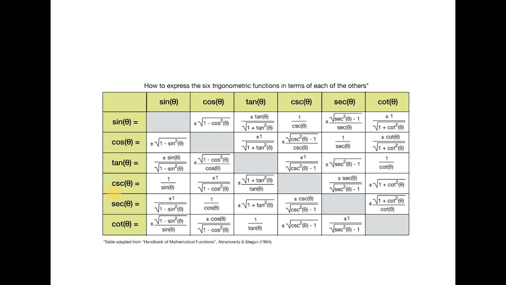Similarly, when you want to derive the value for sine theta from the other trigonometric functions like cos theta, tan theta, cosec theta, sec theta or cot theta, this table gives the respective formula for that. Sine theta is equal to plus or minus square root of 1 minus cos square theta. So if you know the value for cos theta, we can infer the value for sine theta from that.